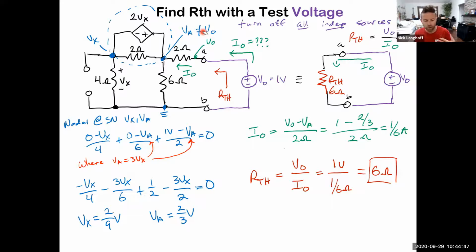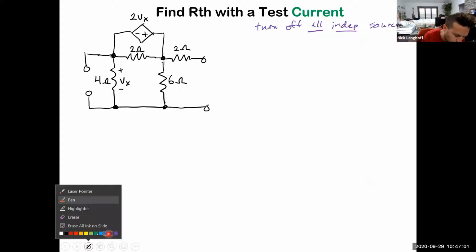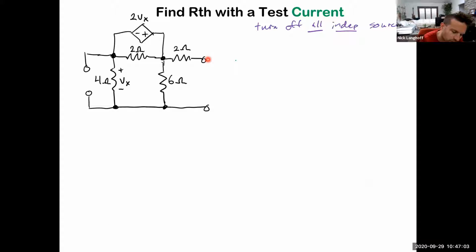So let's move forward. We've just done it with a test voltage, color-coded in purple. Let's now do it with a test current, color-coded in green. So we're going to turn off all the independent sources. And now we're going to apply a test current this time, which I'm color-coding in green. And this test current is I naught. We could set it to any value we want.